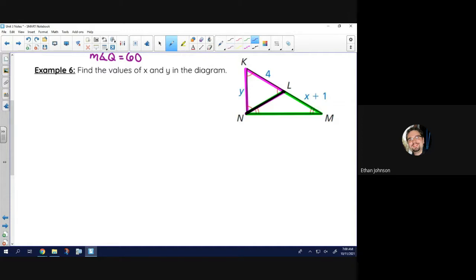Remember, equilateral and equiangular are the same thing. So if KL is 4, that's one side length, all of the other side lengths have to be 4. So NL has to be 4, and KN has to be 4. So just by looking at that then, y has to equal 4.